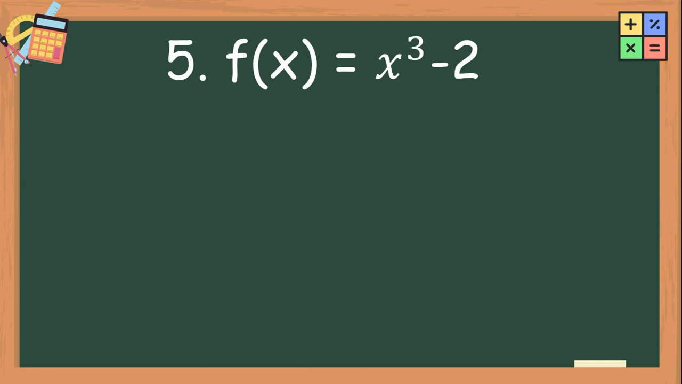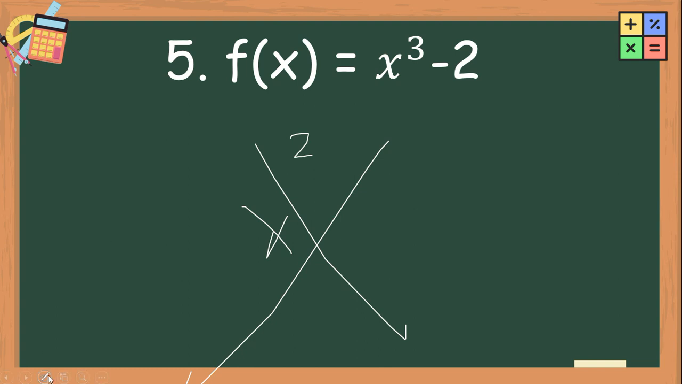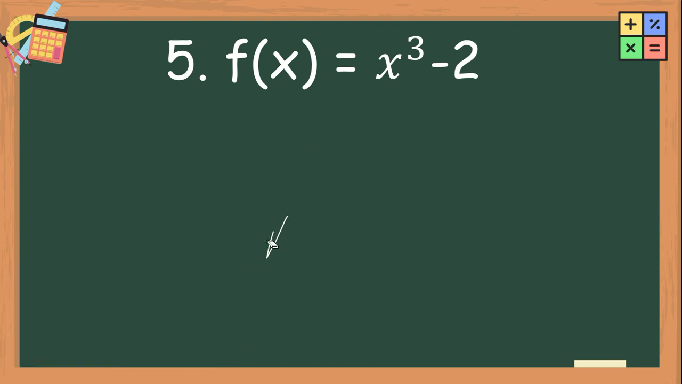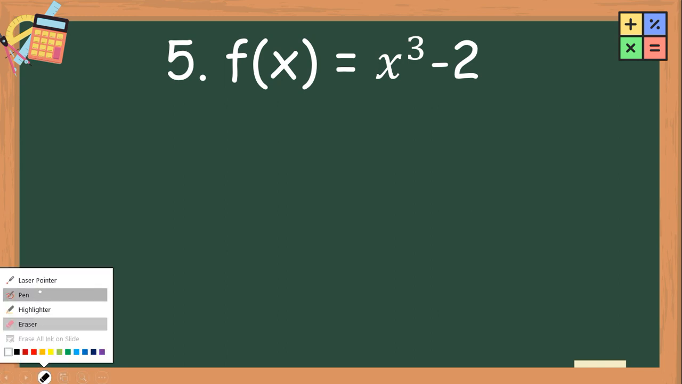Okay, next. Number 5 naman. So, sabi natin doon sa ating reminder that if the variable has an exponent of 3 or cube, it is considered as a one-to-one function. Pag may binigay na x squared, that is not a one-to-one function. You don't need to solve it if it is squared. Tandaan ninyo yun, ha?